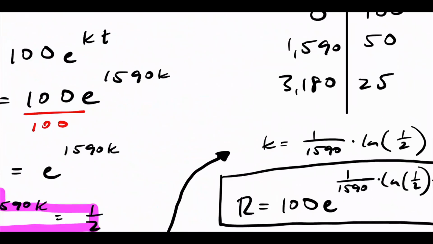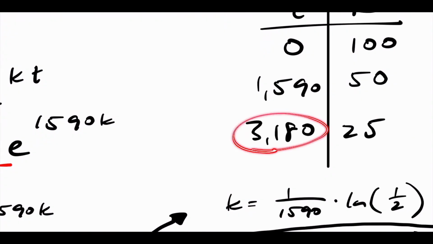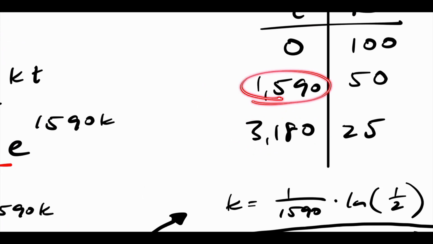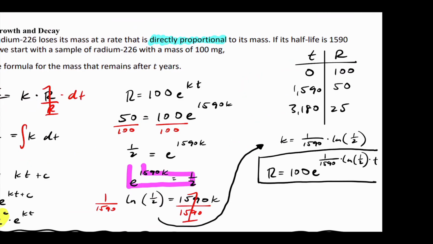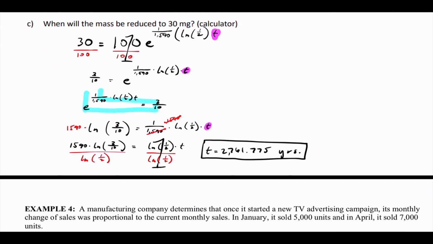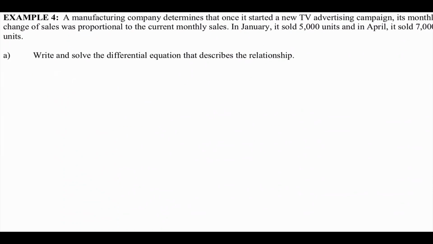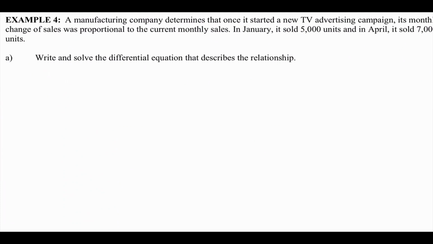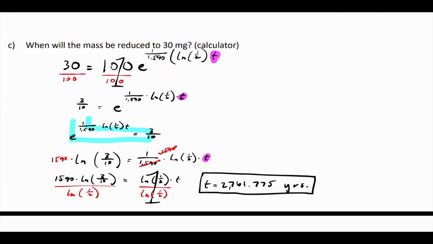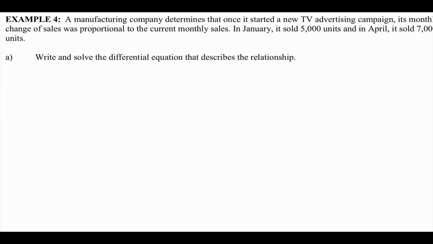If my answer was bigger than this or smaller than this, you did something wrong. Somewhere went wrong. Okay? That's essentially what you're doing. Those 2 problems, one was an increase, right? One was a growth. This one was a decay. But it's the same problem over again. Okay? All right, so let's look at example 4, the last example on here.